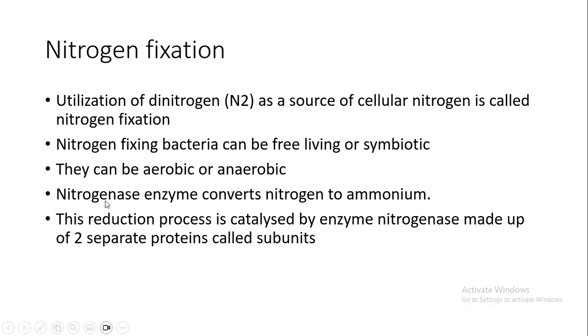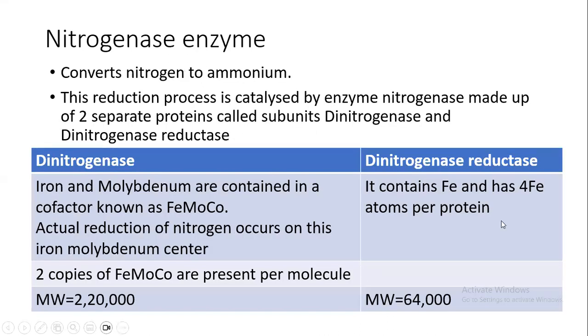So the process is carried out by enzyme nitrogenase, which is made up of two different subunits, which are known as dinitrogenase and dinitrogenase reductase. Dinitrogenase subunit contains iron and molybdenum as cofactors in the form of a FeMo cofactor. So the actual reduction process of nitrogen will occur within the iron molybdenum center. Two copies of FeMo cofactor are present per molecule, and the molecular weight of dinitrogenase is 2,20,000 Daltons, while dinitrogenase reductase contains iron and has 4 iron per protein molecule. Molecular weight of dinitrogenase reductase is about 64,000 Dalton.